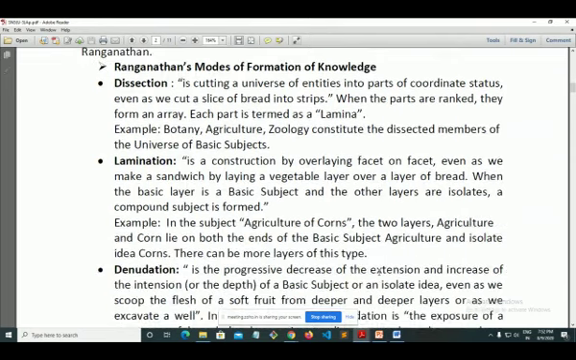Lamination. Lamination is a construction by overlaying facet on facet, even as we make a sandwich by laying a vegetable layer over a layer of bread. When the basic layer is a basic subject and other layers are isolates, a compound subject is formed. For example, in the subject agriculture of corn, the two layers lie on both ends: the basic subject agriculture, and the isolate idea corn. There can be more layers of this type.